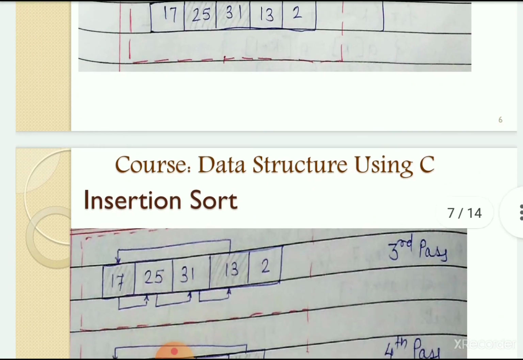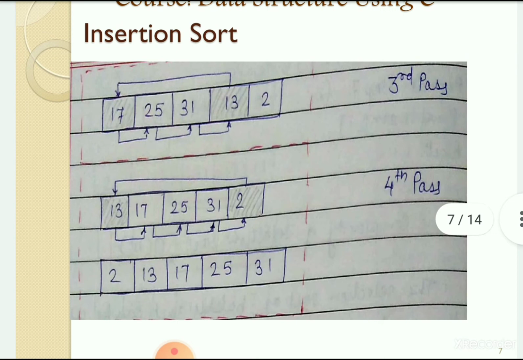In the next pass, we have to compare the third element with the 0th, first and second element. 13 compared with 17. Now what will happen? 13 is less than 17. So here we have to insert the element. So what we will do? We will shift the elements one place right. Okay, so 31 is shifted to the position of 13.